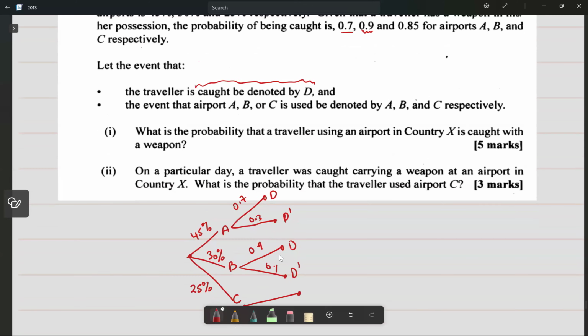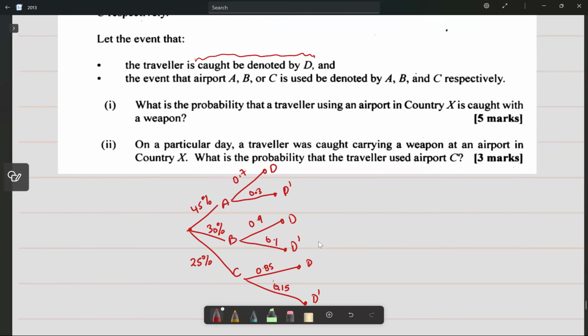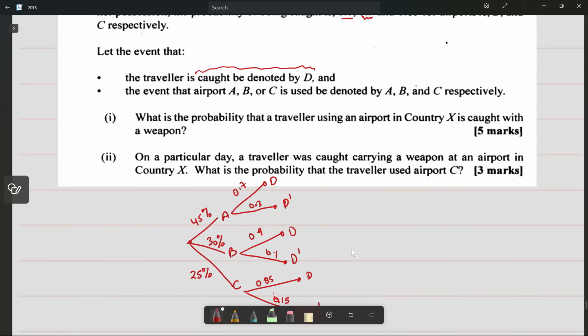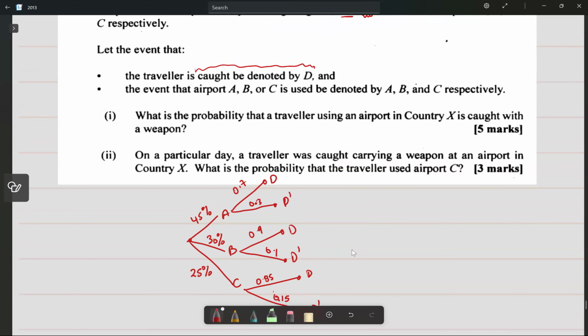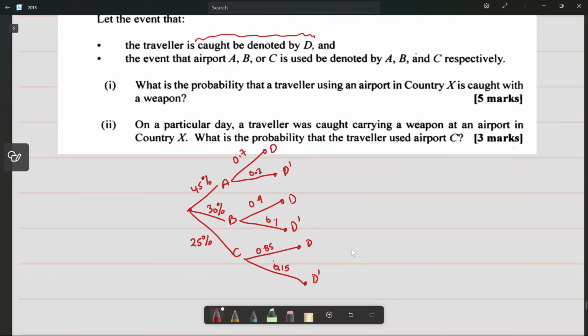For C, it's 0.85 if I get caught, and so it's 0.15 if you don't get caught. So now you notice that sometimes it can have different values for the nodes. It can be A, B, and C for the first part, and then D, not D, D, not D, D, not D. Okay? So sometimes it can be different. But in the earlier case where we had vowels and consonants, those are the only things that we had. We didn't have A happening and not getting caught and getting caught, just vowels and consonants.